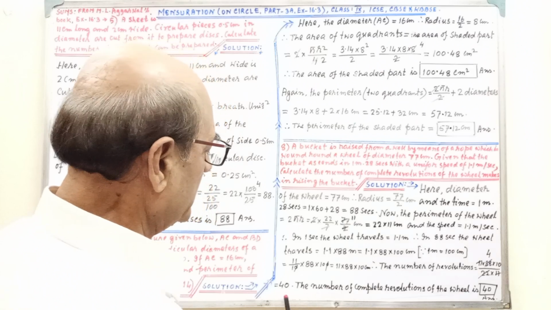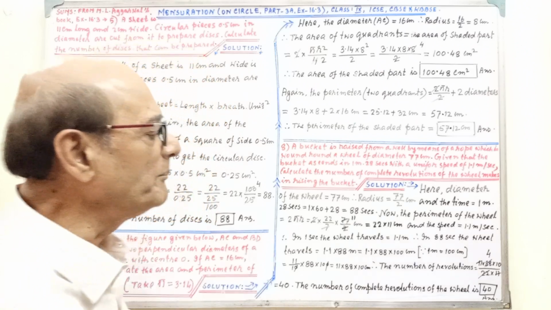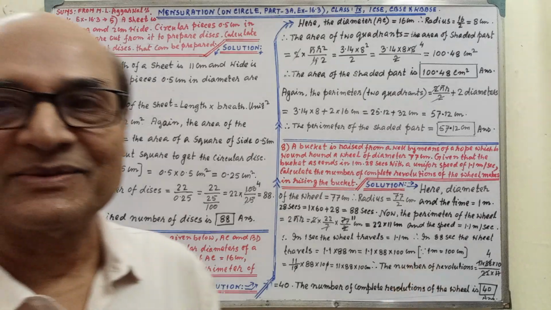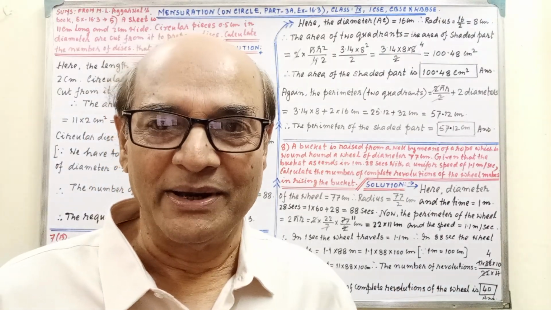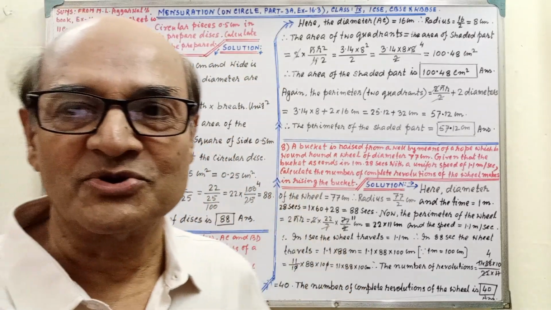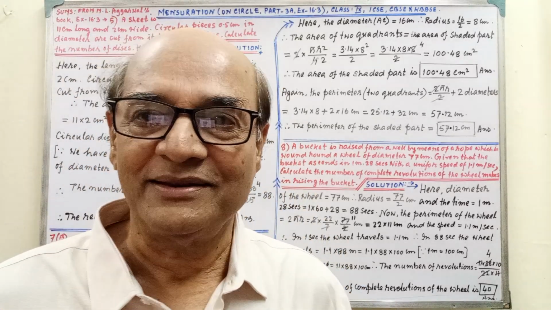By calculation, we are getting 40. Therefore, the number of complete revolutions of the wheel is 40. This is the answer. I think it is clear, but if you feel any difficulties, then you must go through the solution again. Then it will be clear. Okay, thank you everybody.